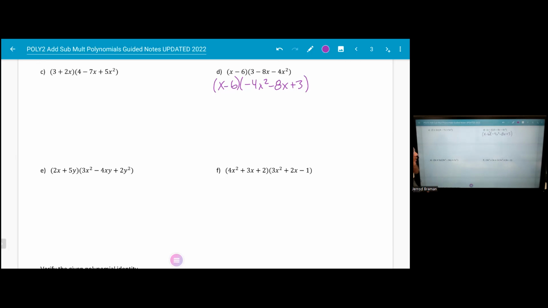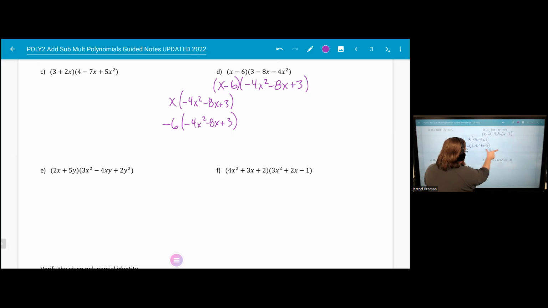I'm going to distribute, but because I've got a lot to work with, I'm going to change the way this looks. I'm going to say x times negative 4x squared minus 8x plus 3, and then negative 6 times negative 4x squared minus 8x plus 3. Now this is still distribution. This is exactly what you normally see. Sometimes though, this negative 6 times all that stuff would be to the right of that one. It's the same thing, but I'll show you why I like this sometimes. So I'm going to do my distribution in here.